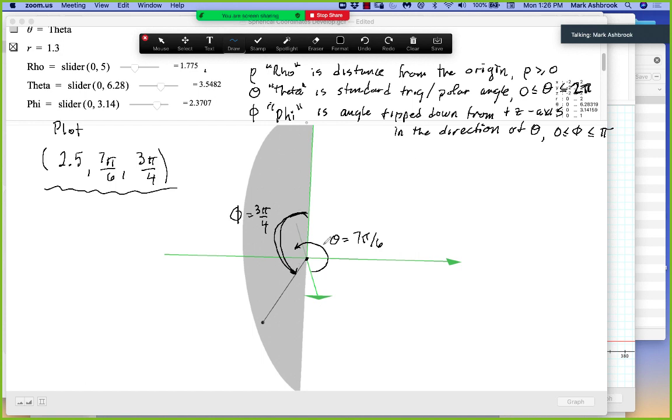Something like that. And then our distance of 2.5 from the origin. Rho is 2.5. Close enough. So then in that direction, theta equals 7 pi over 6, phi equals 3 pi over 4, go a distance of 2.5 from the origin, that gives us a point.